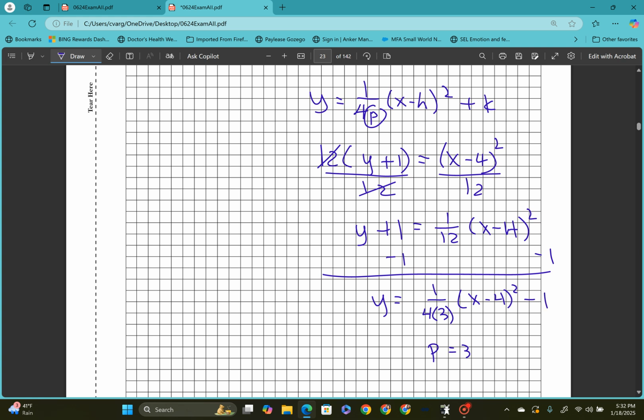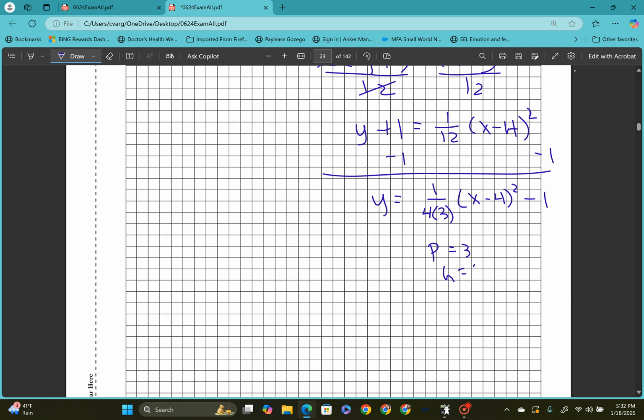So that means that my h equals and my k equals, okay? For the first one, I'm going to flip the sign. So the opposite of negative 4 is 4. And I'm going to keep this one, which is negative 1. So that means that my vertex is at 4 comma negative 1.